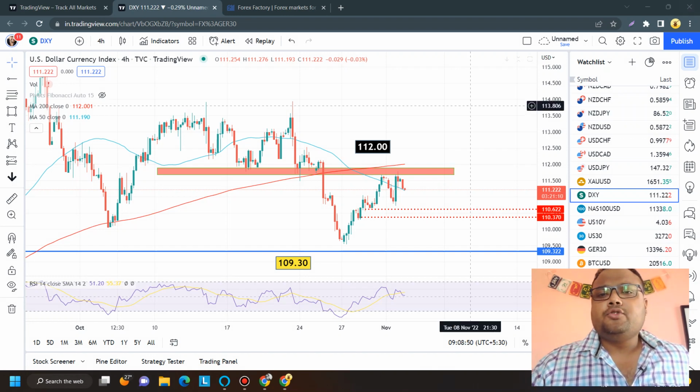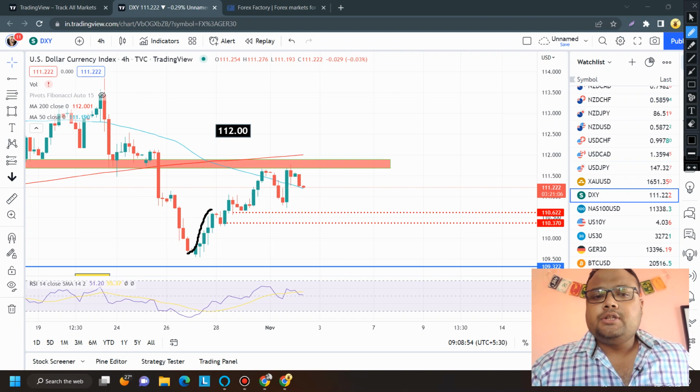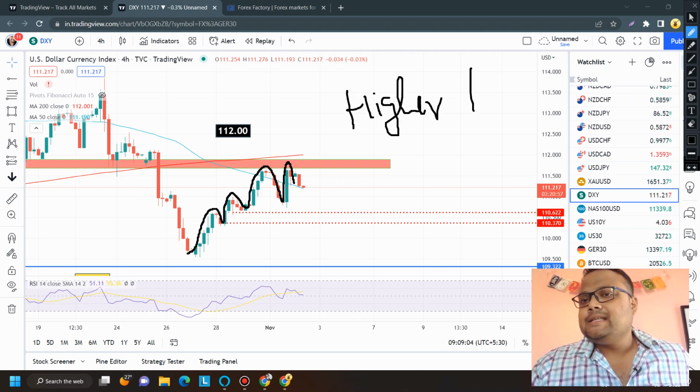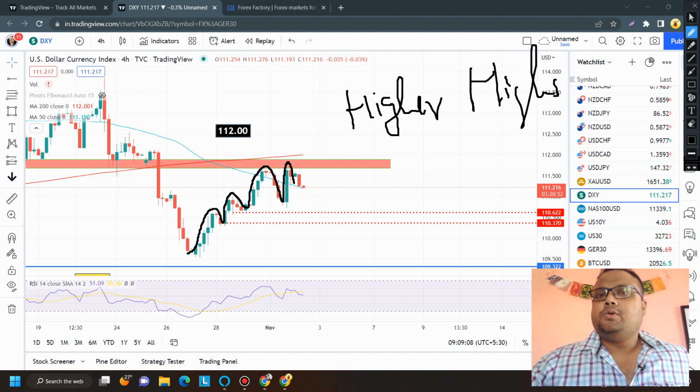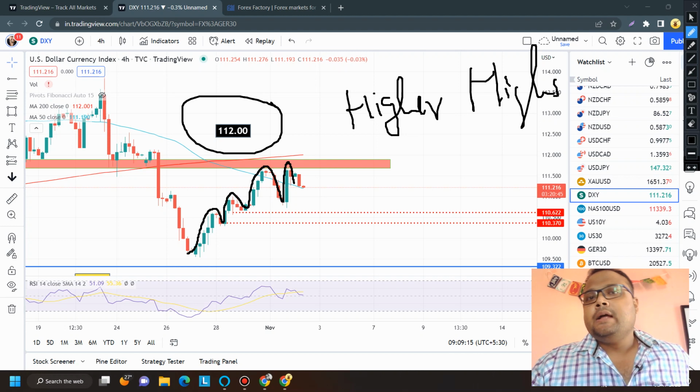But one thing I would like to show you: if you observe the present trend of DXY correctly, you can see that more or less DXY is forming higher highs. Usually higher highs signify the presence of buyers in the market. So I think DXY is still trying to recover, and if DXY crosses the 112 level, then it will try to resume the uptrend again. So 112 will be a very important level for DXY.